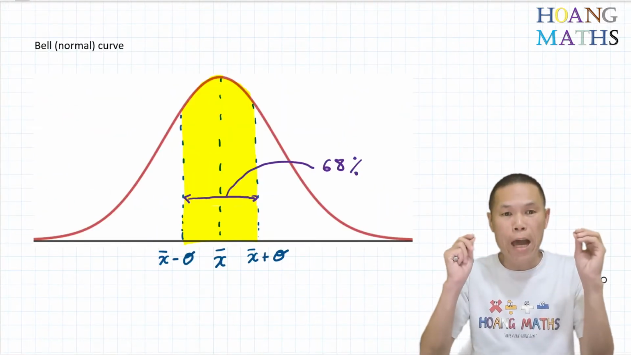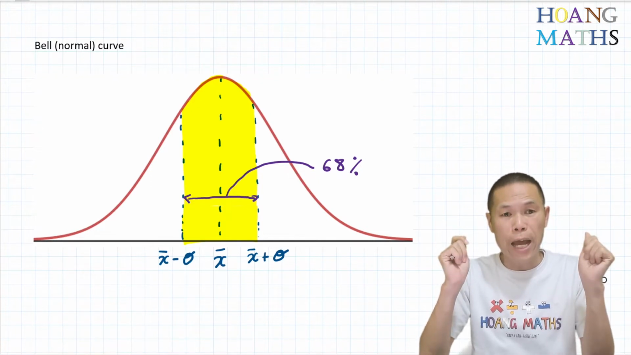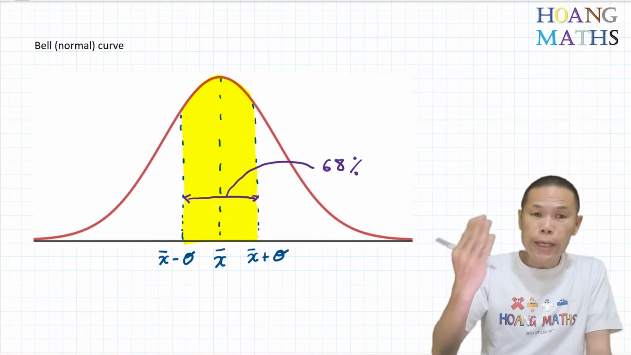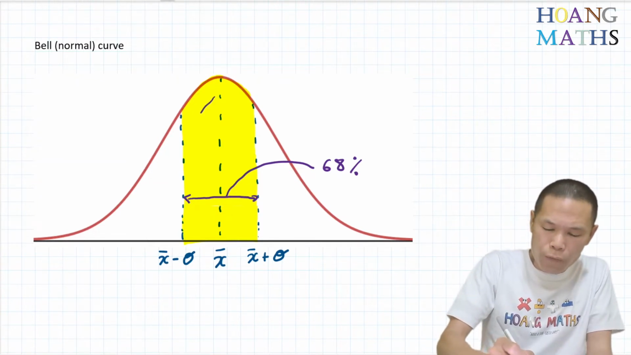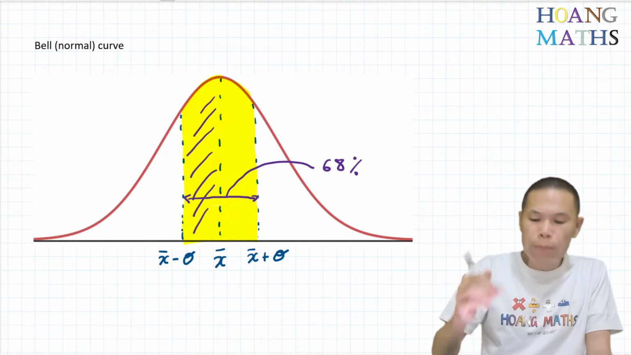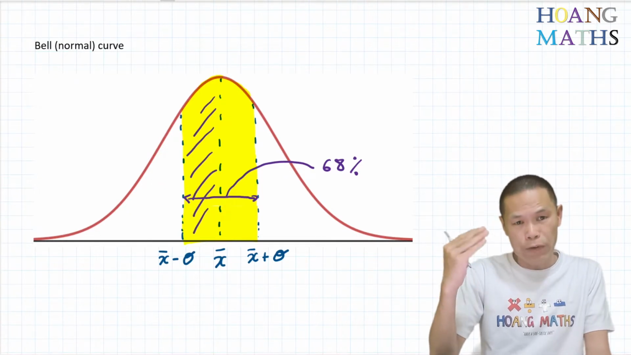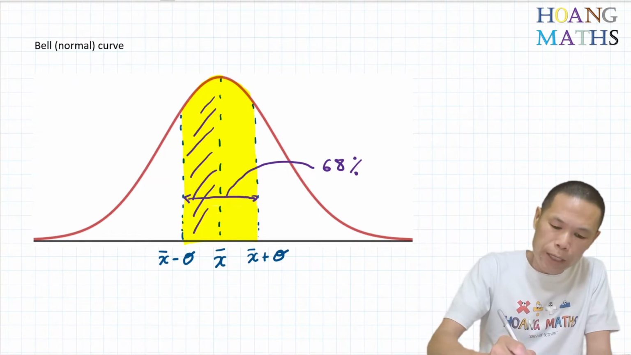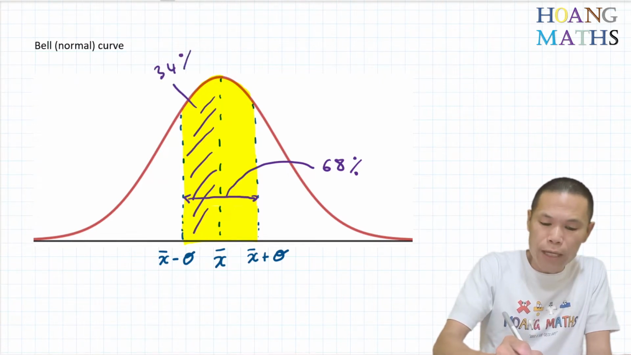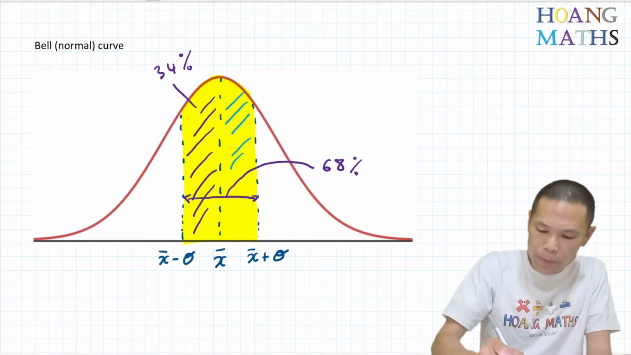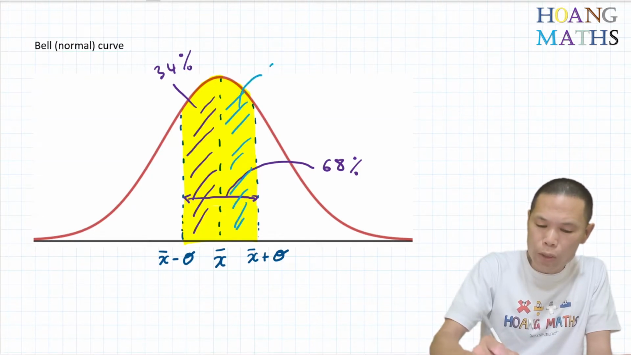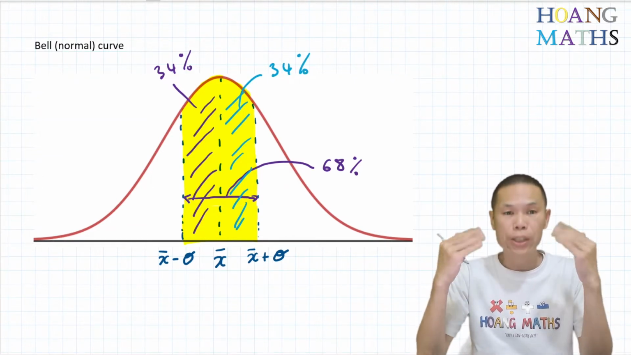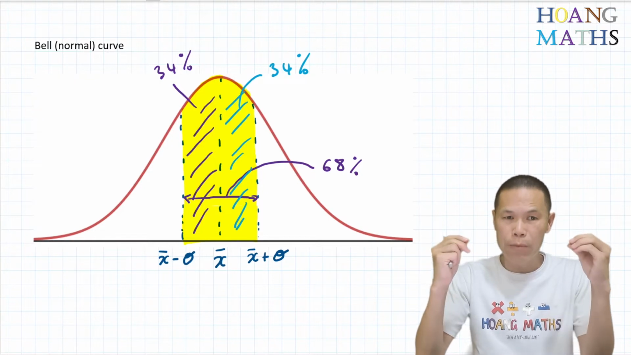And we know that there are about 68% of the data within one standard deviation from the mean. Since it is symmetrical, if we use 68% and divide by 2, 68 divided by 2 is 34. So this side here is 34%, and this side here is also 34%. If we add together, it will give us 68%. Okay, so please keep this in mind for me.